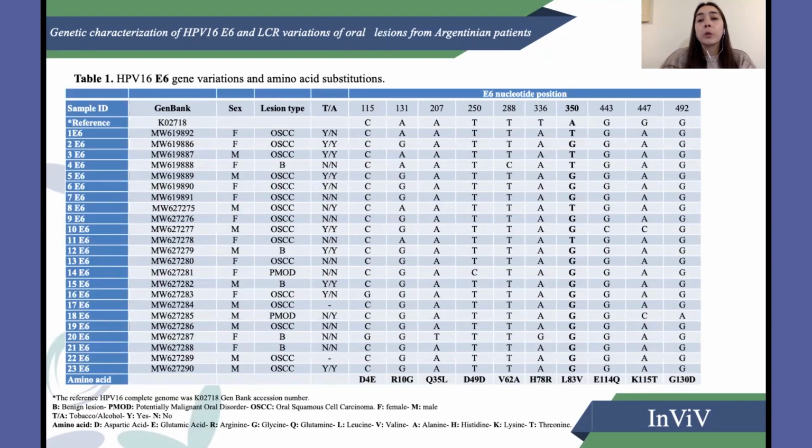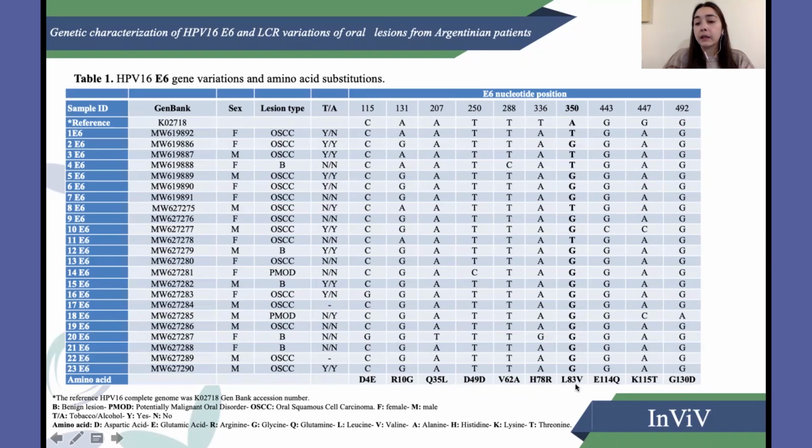Okay, the most frequent point mutation in E6 was T350G in 18 sequences. And some studies have reported that this variation is associated with an increased risk of development of persistent infection that would stimulate cancer progression. Other point mutations were identified in these genes, and E6 is a coding region, so some point mutations could produce amino acid changes.